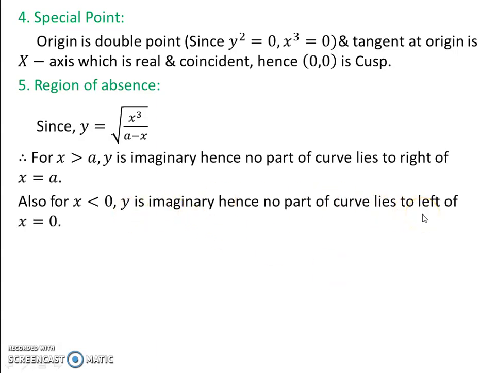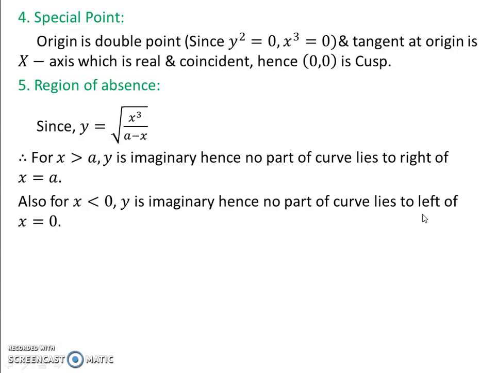Hence, no part of the curve lies to the left of x equal to 0. Similarly, if you put x greater than a, then a minus x is negative. Hence, y is the square root of a negative number, that is, y becomes imaginary. Therefore, no part of the curve lies to the right of x equal to a. So, this is the description of the curve.